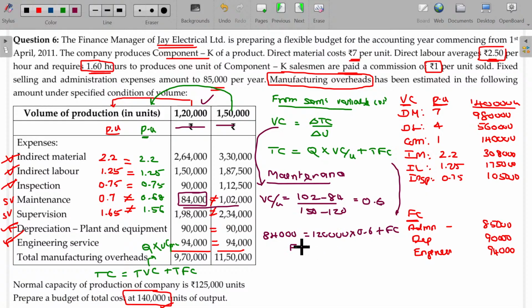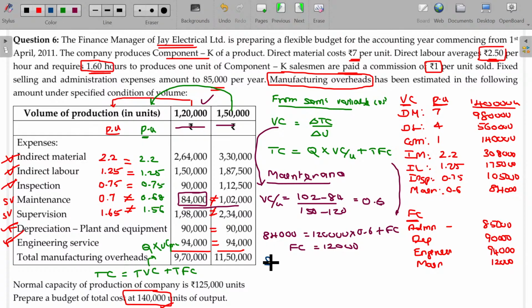From this, you can calculate the fixed cost directly. 120,000 into 0.6, 72,000. To find out the fixed cost, 72,000 is taken to the other side of the equal, minus, then 84,000 minus 72,000, 12,000 is fixed cost. I'll post that value here. Maintenance. Maintenance variable nature being 0.6, maintenance fixed being 12,000 rupees. If the maintenance per unit being 0.6 for 140,000 units, the ultimate value being 84,000. Let's now move on to the next one.